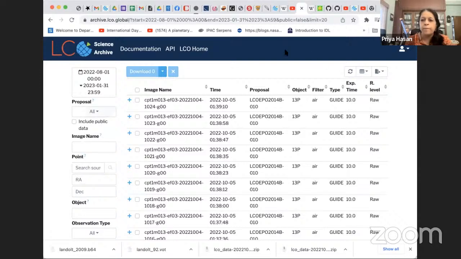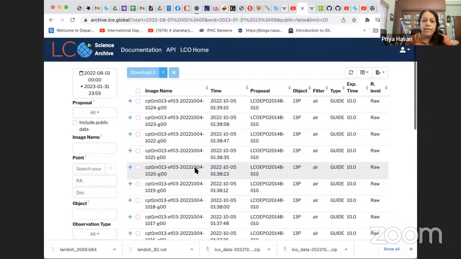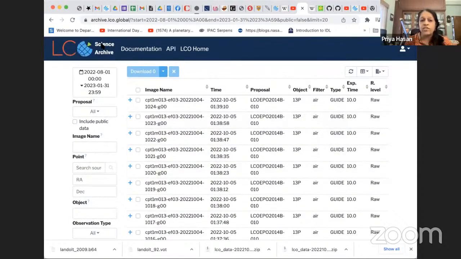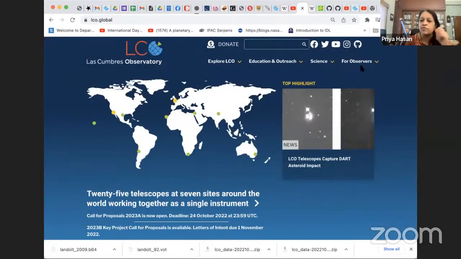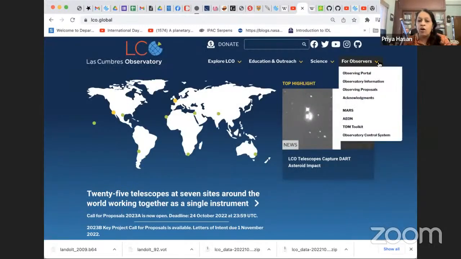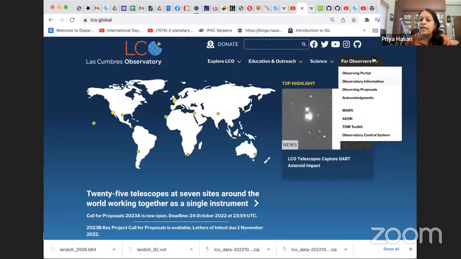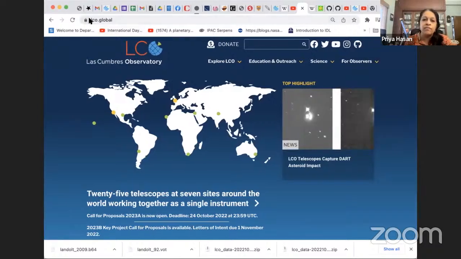So I was searching for something else, so that's why there's stuff over here. But in short, you can use the LCO archive and look for objects from the archive. So here, or you go from the LCO page, you can go here.